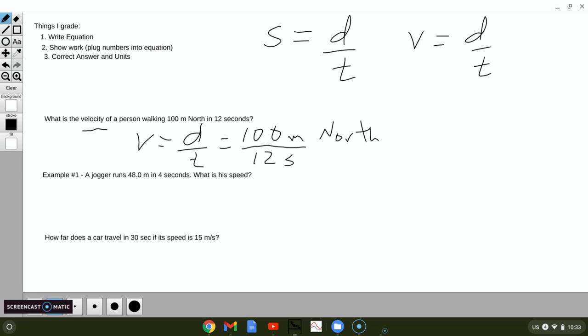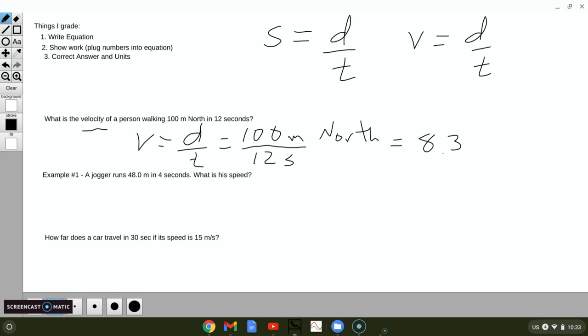And 100 divided by 12. I want to say it's 8 something. So this comes out to be 8.333333333 repeating. Please don't write that down. You can round it to 1 decimal. So just round it to 1 decimal, 8.3.